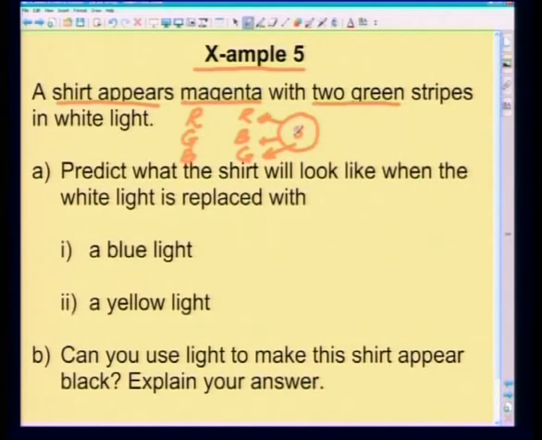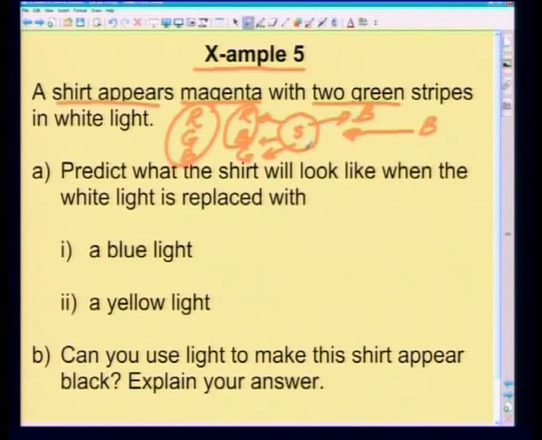Now, if instead of this white light, we have got blue light, so just blue, only blue coming here. Now, magenta is made of red and blue. That's magenta. So that's the main part of the shirt. It's not the stripes. We're going to see the main part of the shirt being blue, because blue is going to be reflected here. So we're going to see that blue color of the shirt.